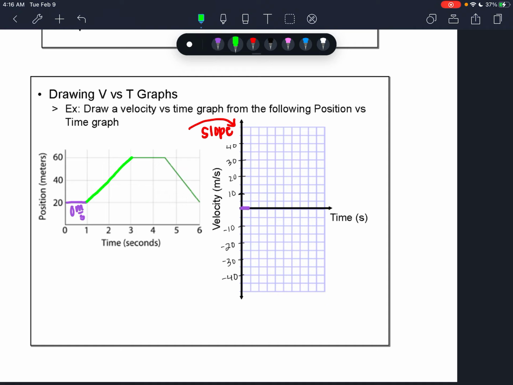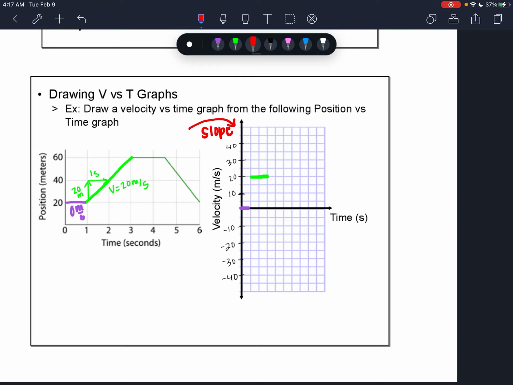From 1 second to 3 seconds, my velocity changes. It looks like my object is going 20 meters each second. How can I tell? Well, I can see that from 1 second to 2 seconds, my position increases by 20 meters. And this is in a time of 1 second. So my velocity for this segment has to be 20 meters per second. So I'm going to draw a line from 1 to 3 seconds right here at 20 meters per second. So 1, 2, 3, yep, perfect.